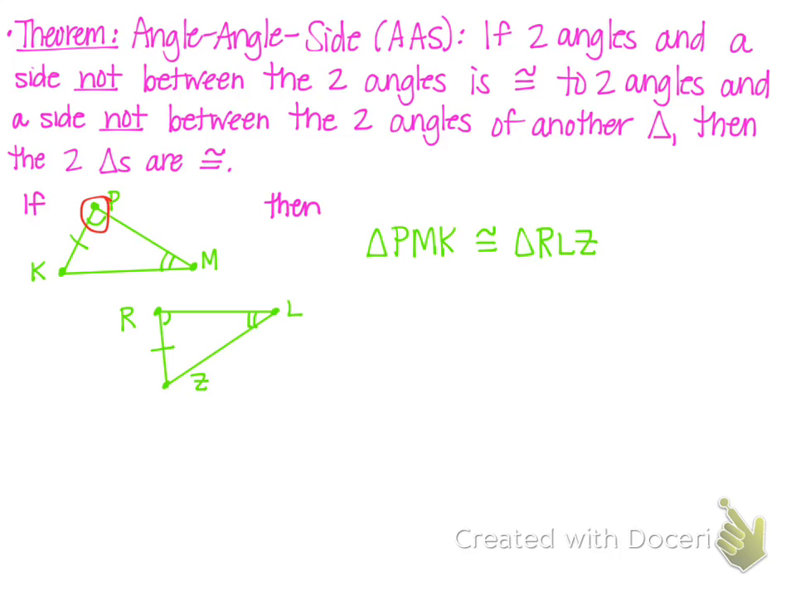So we've got 2 angles congruent. We've got P congruent to R. Notice they have the same mark. M is congruent to L. They also have 2 marks together. But notice this side is not between those 2 angles. So that's why this one is angle, angle, side, and not angle, side, angle. And here's our triangle congruent statement.